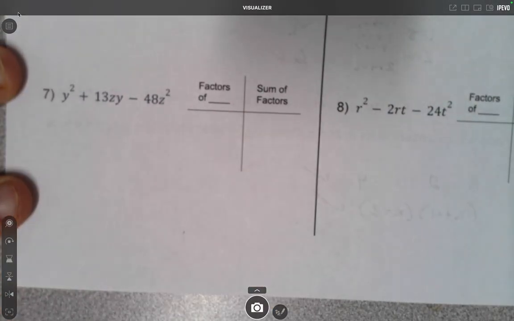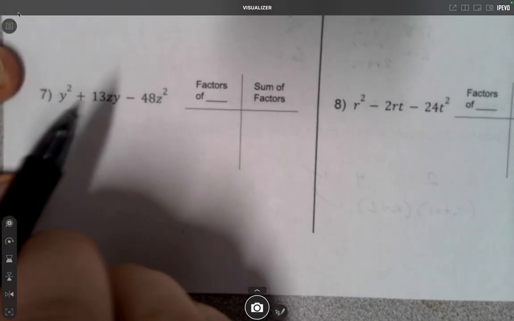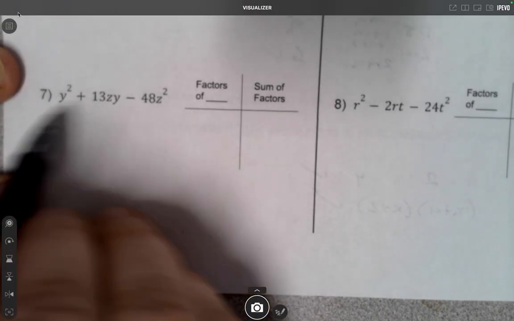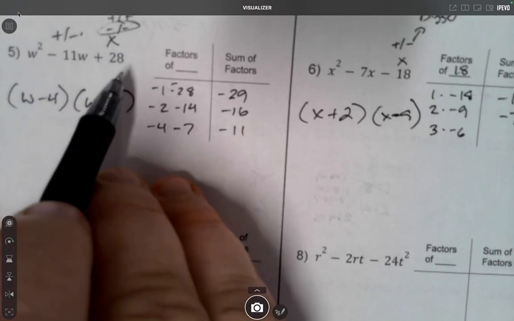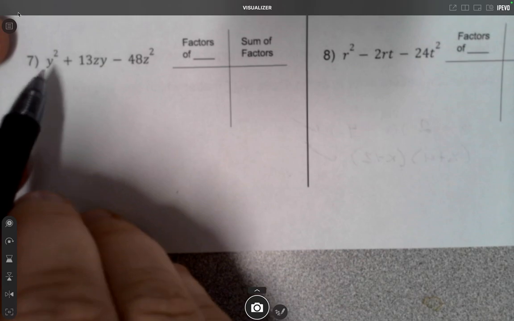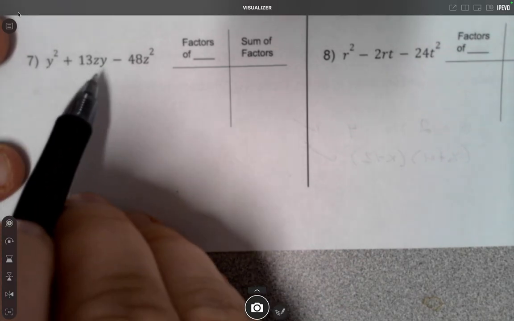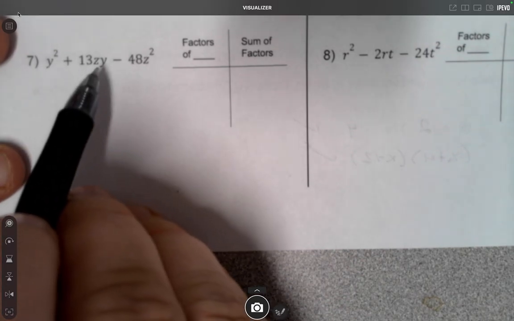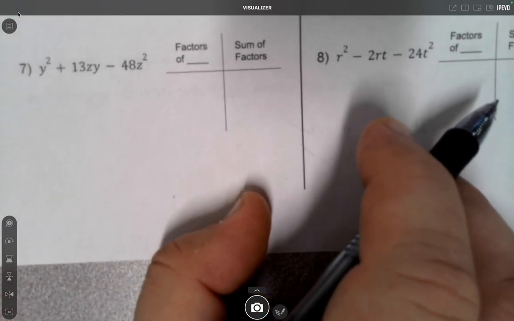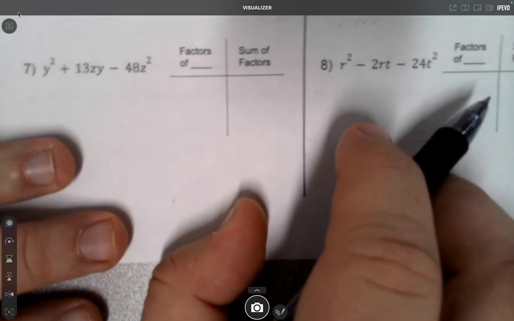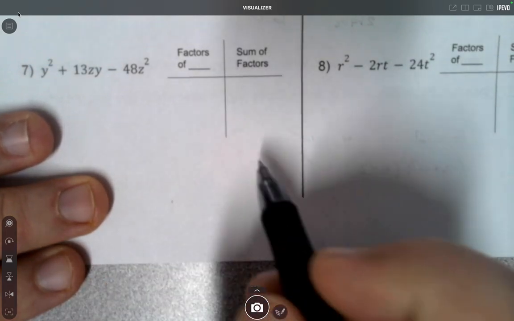Okay, 7 and 8 are a little bit different. You see there's variables in every term. The earlier ones had a squared, a to the first, and none. This one, it's one variable squared, then it's two of them, both to the first power, and then one squared. The difference here is very small, and I'll explain it after we figure out what numbers we need to use.